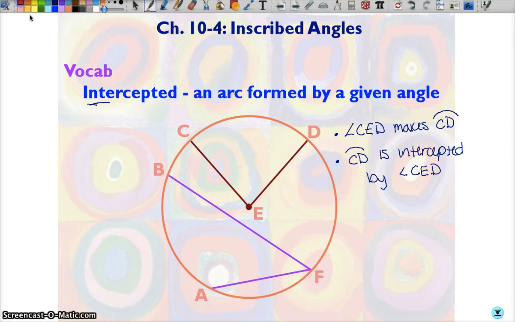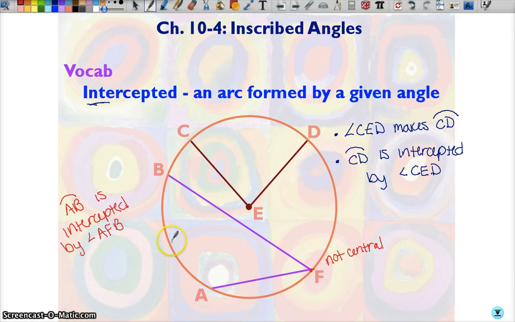Now, of course, if we go down to our second one, we have another angle right here, BFA. Remember, this right here, not central. Okay, this is not a central angle. Very important. The vertex is not at the center. So again, instead of it being CD is intercepted by CED, we could say arc AB is intercepted by angle AFB. Okay? Pretty easy, right? I don't think it's so bad.